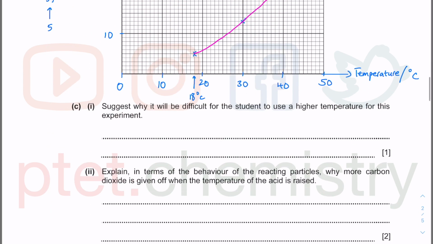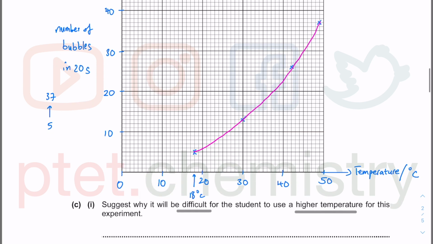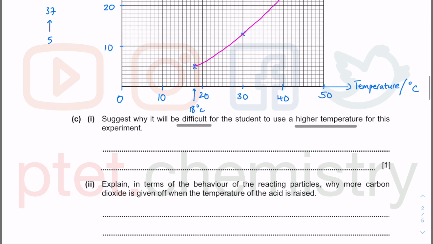Now suggest why it would be difficult for this student to use a higher temperature for this experiment. As you can imagine, you're trying to determine the number of bubbles in 20 seconds. Already close to 50 degrees Celsius, you have close to 40 bubbles in 20 seconds. Imagine if you go to a higher temperature again, you would have a lot more bubbles produced in 20 seconds. It's going to be impossible to keep track and count the number of bubbles manually in 20 seconds because you produce too many bubbles, okay?